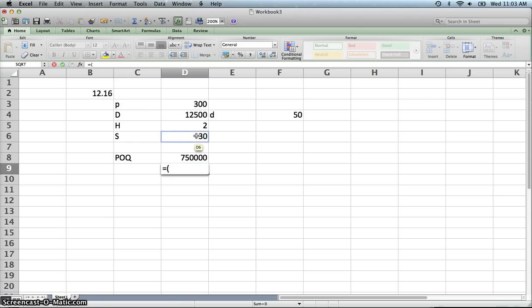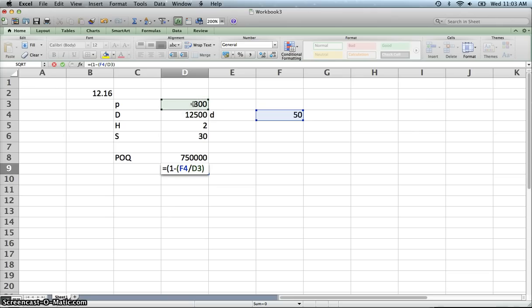So I'm going to take 1 minus the d, the demand here. We're going to take the daily demand and divide it by the production, the daily production.